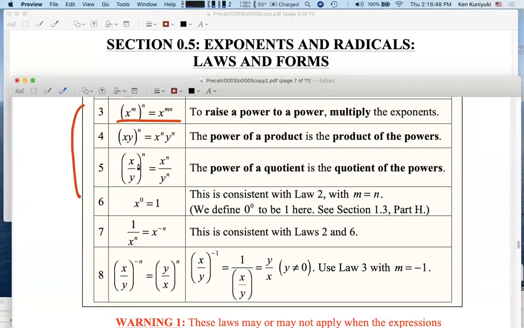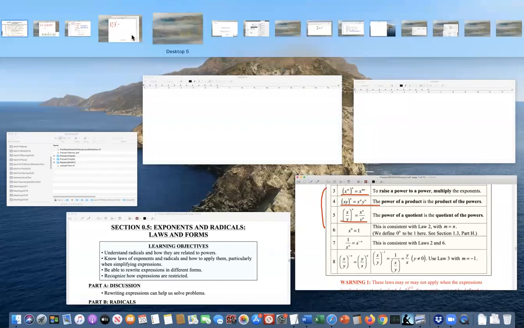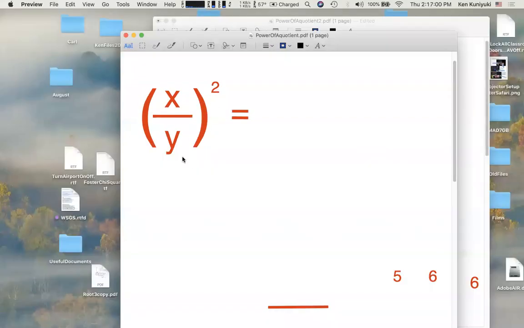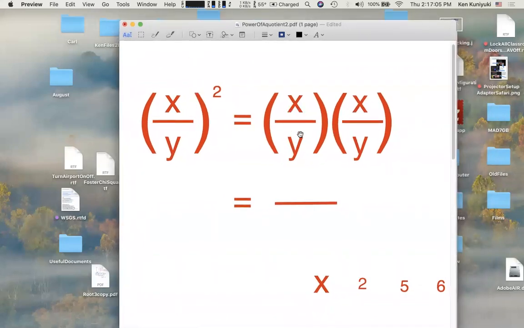All right. The power of a product is the product of the powers. You share the exponent. The power of a quotient is a similar idea. We have the square of x over y. When you square anything, you get the thing times itself, x over y times x over y. We then multiply across. On top, x times x is x squared. And on the bottom, y times y is y squared.